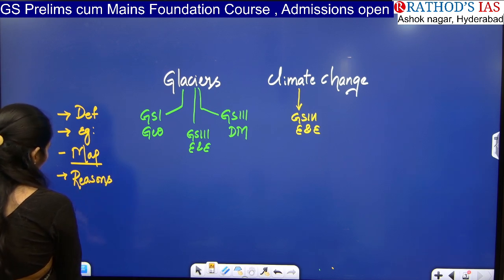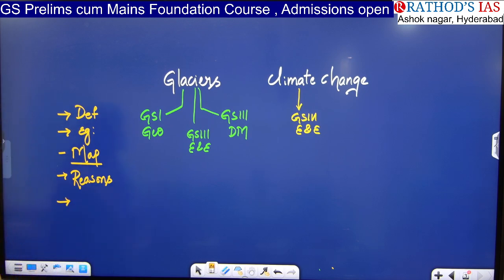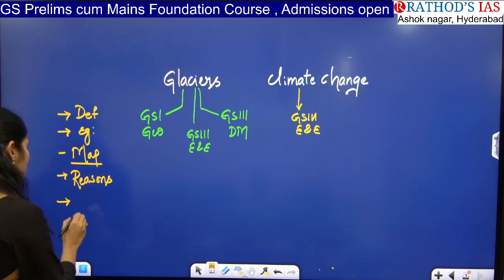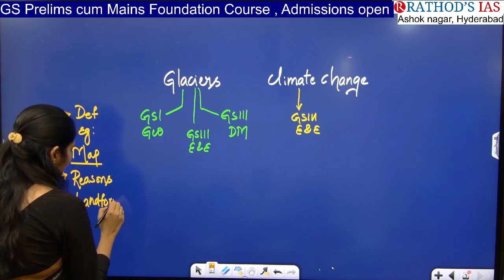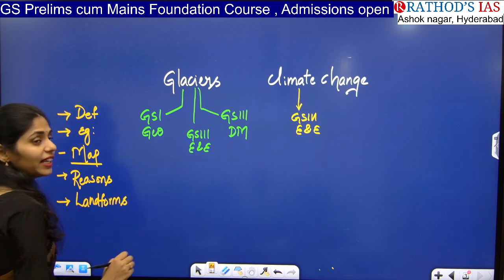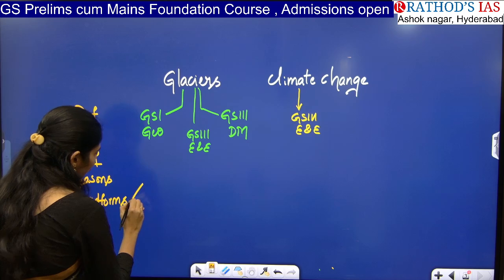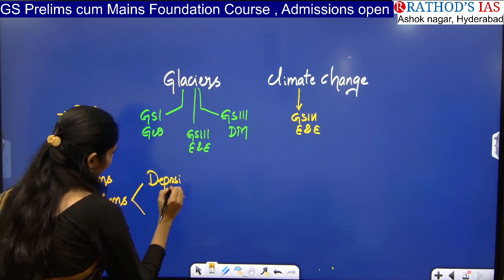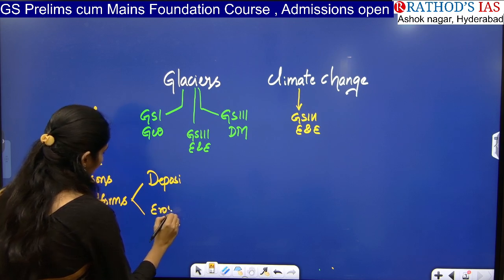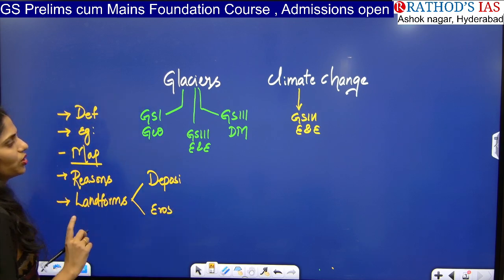And even in your geography there is a chapter called landforms. In that you have to see landforms formed by glaciers. There again we have 2 types, that is depositional features as well as erosional features. So you have to see all of them from geography.